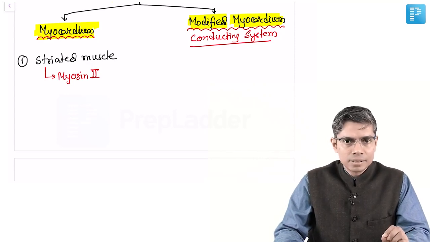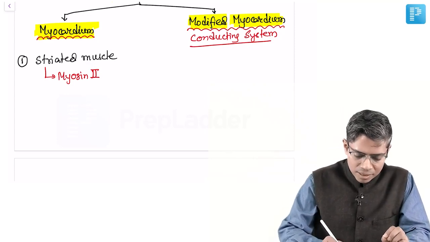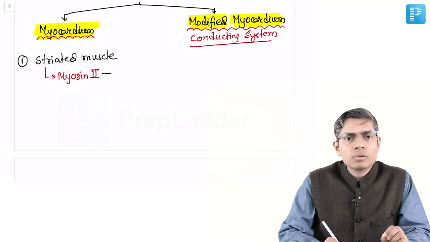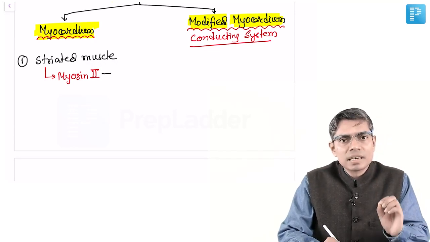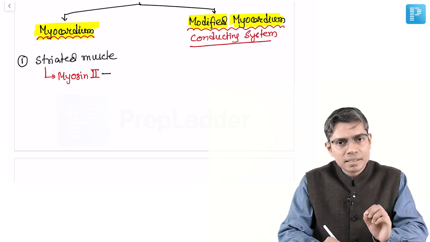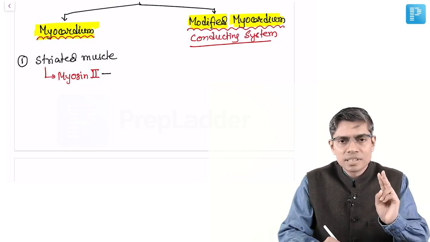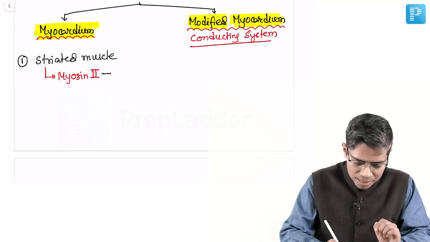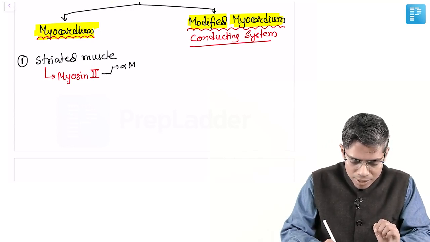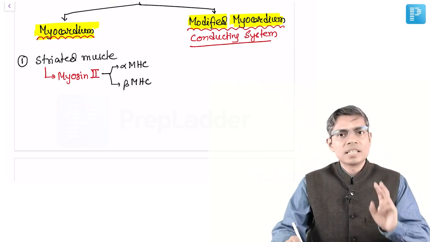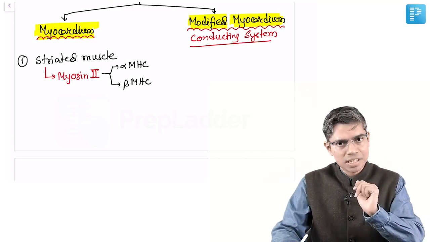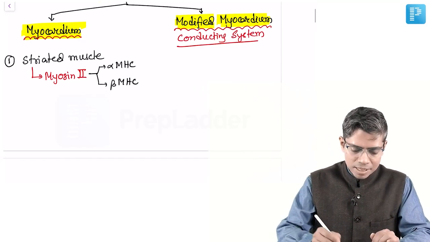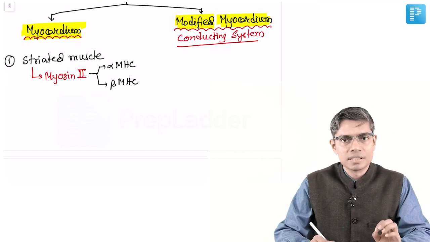Now in the heart, we have to remember that myosin, which is composed of heavy chain and light chain, has two special varieties of heavy chain present in myosin 2 in the case of heart, that is alpha myosin heavy chain and beta myosin heavy chain. So myosin is composed of heavy and light chain. The heavy chain which is present in the heart is a special type.